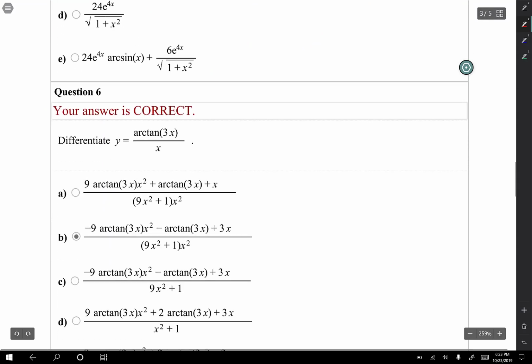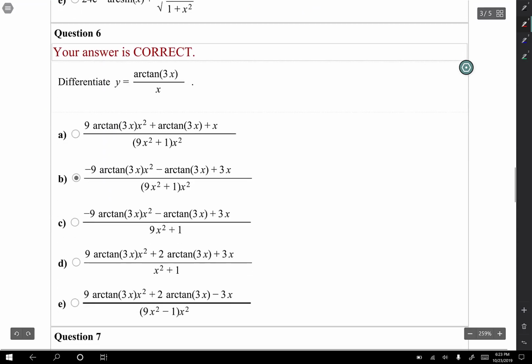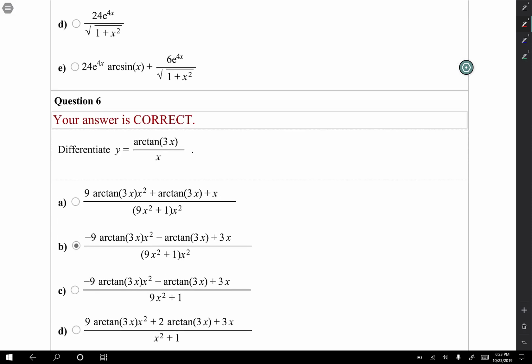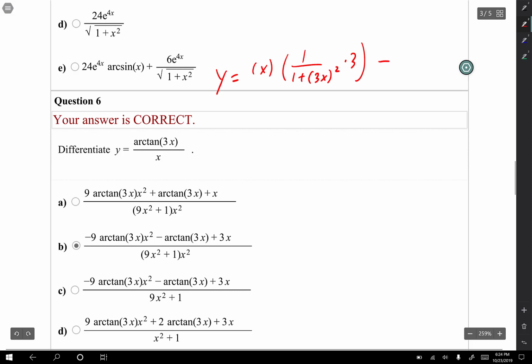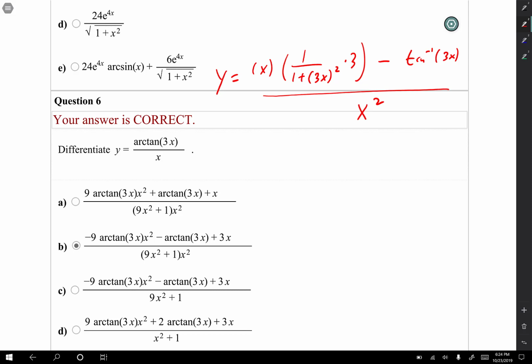All right, here we got to do quotient rule. Now we're starting to get into algebra, guys. So that's that activity that we did today. So I'm glad that we did it. So y equals bottom times the derivative of the top, 1 over 1 plus (3x) squared times 3, minus top, arctan of 3x, times the derivative of the bottom, which is 1. All this is over bottom squared. Let me make sure I did it correct. Bottom times derivative of the top minus top times derivative of the bottom over bottom squared. Perfect.